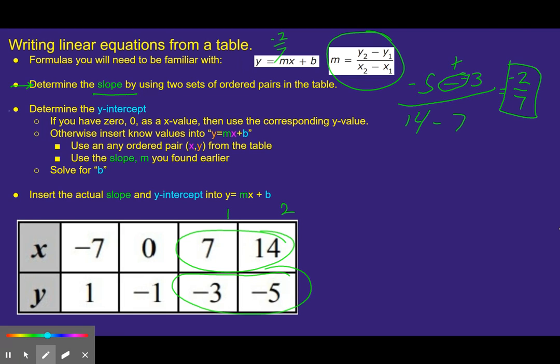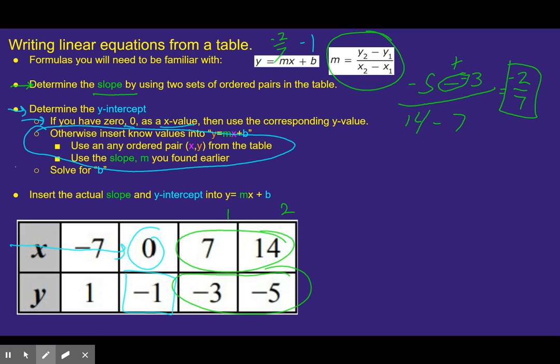So now we're going to determine the y-intercept. Again, we're going to see if we can get away with this. Is there a 0 as an x value? Going down this row, boom, there is, and boom, there is your y-intercept. So really nice, really quick when that happens. I can tell you on the next example, we'll be dealing with this one right here. So once you plug in your slope and your y-intercept, you end up with y equals -2/7 x minus 1.